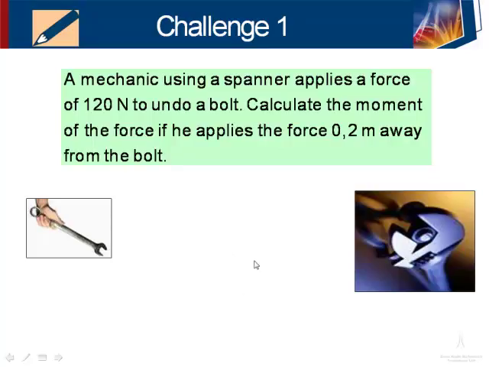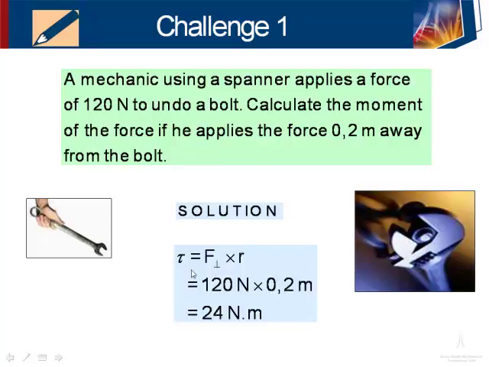The solution to challenge number 1. The equation we use is torque or moment equals perpendicular force times distance from the pivot. The information gives us 120 newtons as the force applied, and the distance from the pivot to where the force is applied is 0.2 meters. Therefore, multiplying those two together, we get the torque equal to 24 Newton meters.